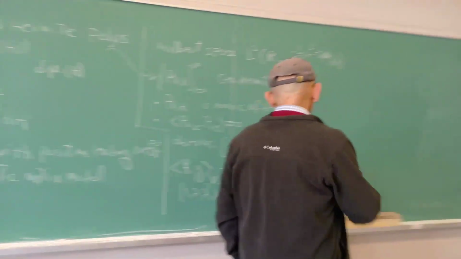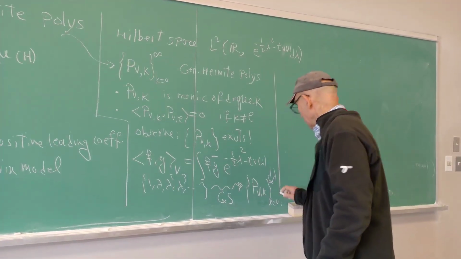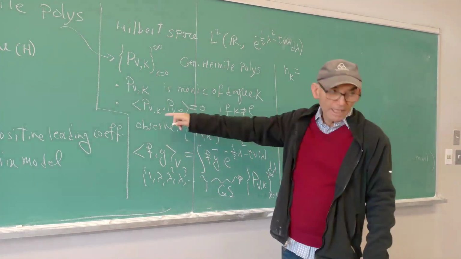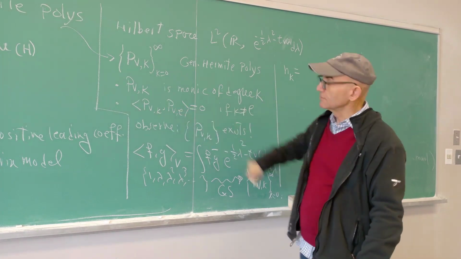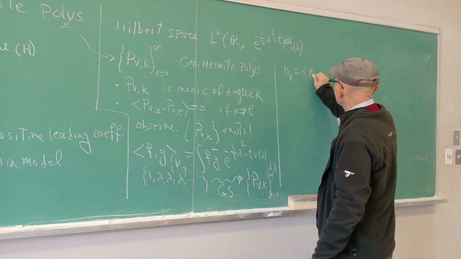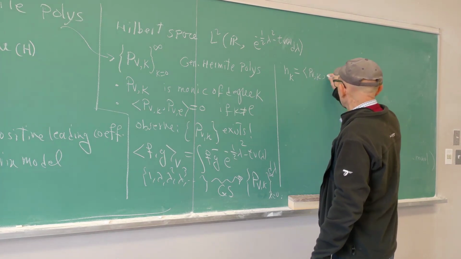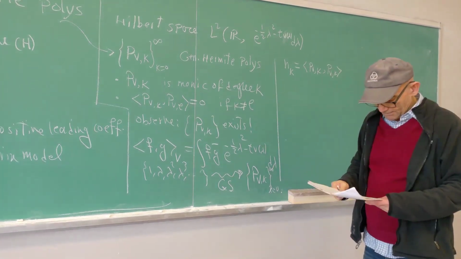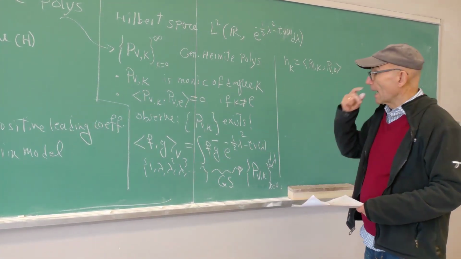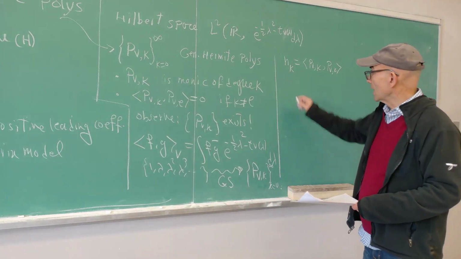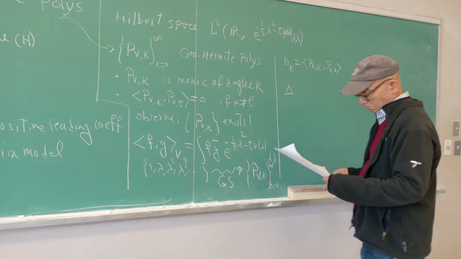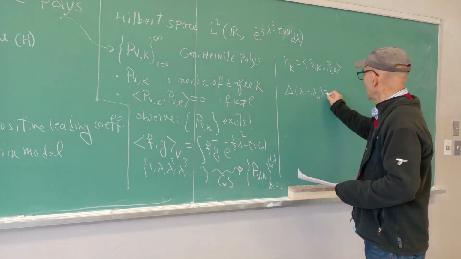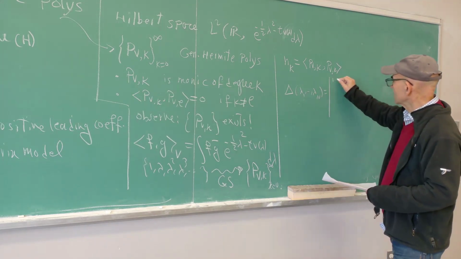One of the things that we notice is that these numbers h_k, which are the norms squared of these vectors P_{V,k}, are important. We denoted that by h_k. And then what we did was look at this Vandermonde determinant, of lambda_1 through lambda_n, which is equal to this Vandermonde determinant.